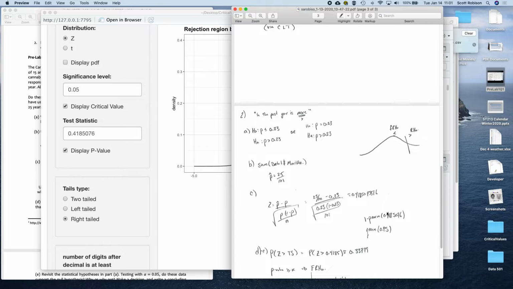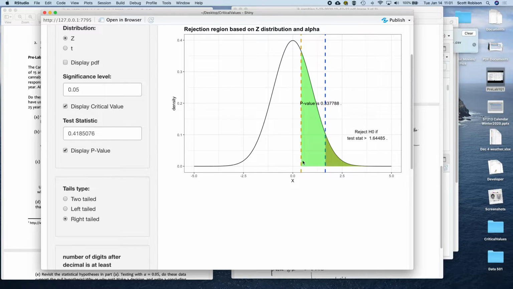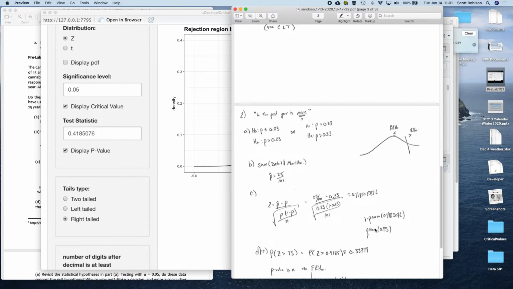So how do you actually find these values? I've used this visual and it just popped these values up, but how did I actually calculate them? How do I get the value that's associated with the test statistic? The value associated with the test statistic is called the p-value.